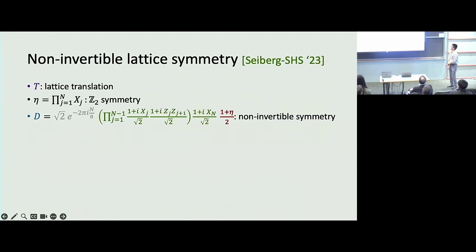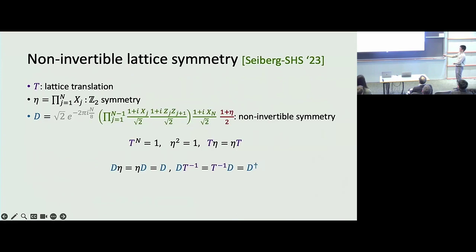Okay. Now, so at g equals 1, we find that there are three symmetries. There's a lattice translation, there's a Z2 operator eta, and there's a non-invertible operator D. Whenever you have a set of symmetries, well, let's compute their algebra. Let's start with the easy one. T to the N is 1, that's the lattice translation. Eta squared is 1, they commute. Good. This D is more interesting. It contains a projection. So when you multiply D with eta, you just get D.